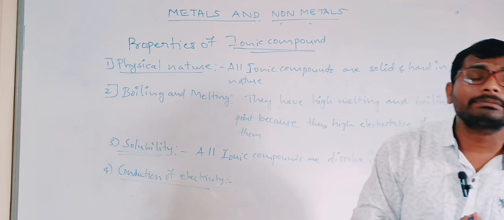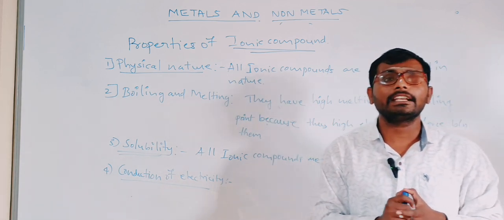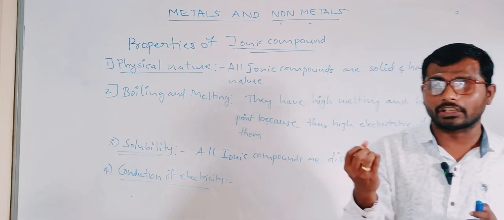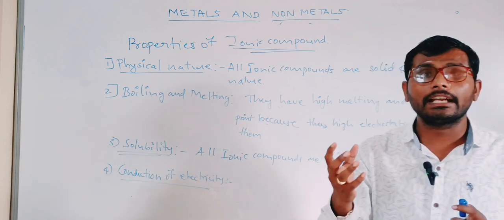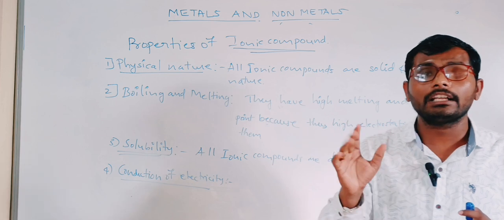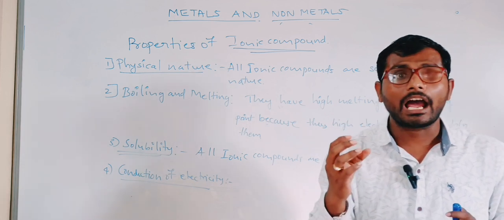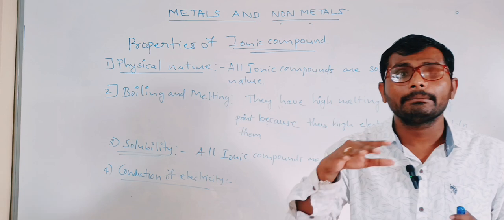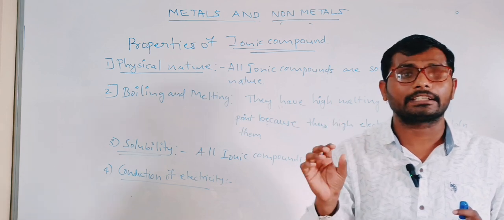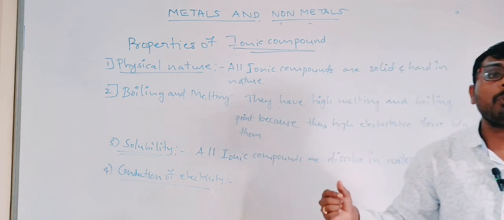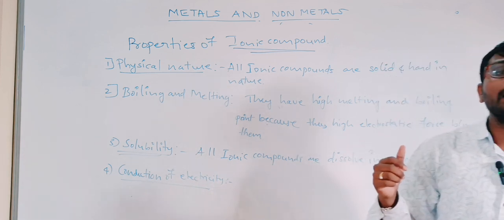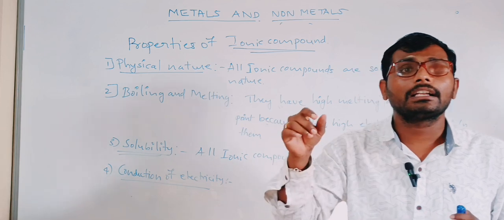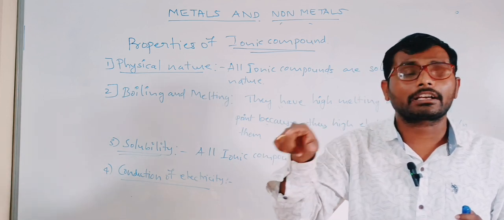What is the molten state? If you take a solid salt, NaCl, an ionic compound, in a beaker and add no water, only heat, after some time it will melt and come to the liquid state. That state is called the molten state. Aqueous means when you add water, it dissolves. That is the aqueous state.